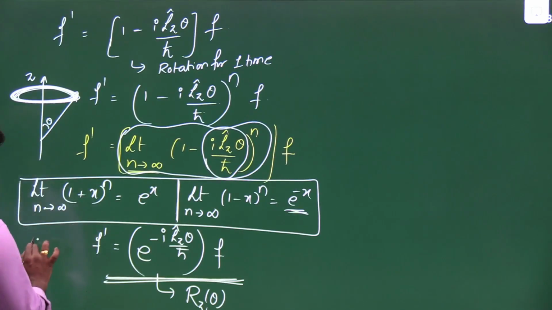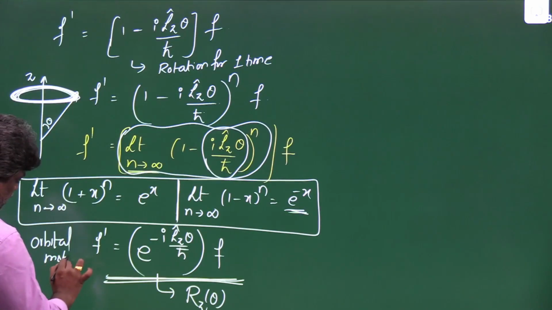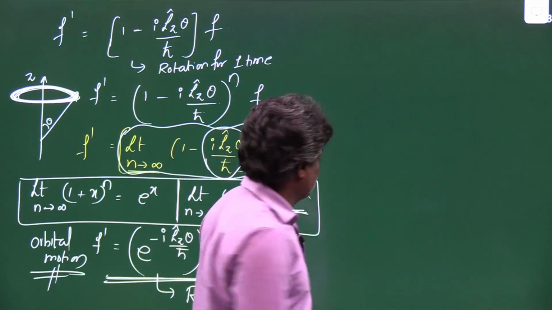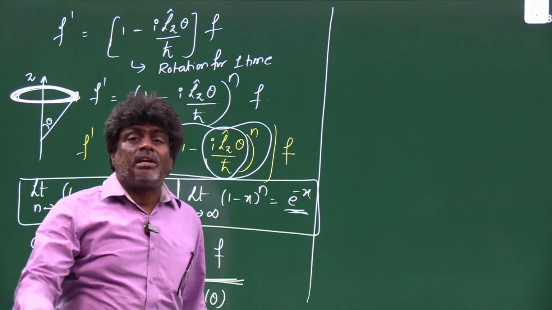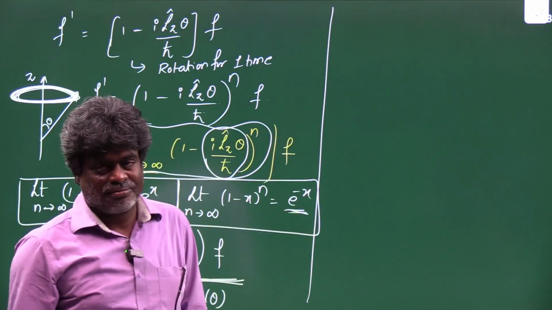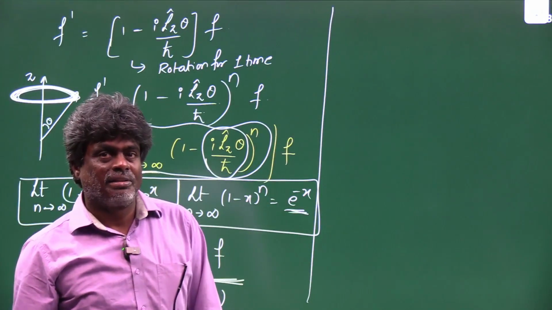For which motion, sir? Orbital motion. But unfortunately, we don't want orbital motion. We are focusing on spin motion. But there is no algebra for spin because we can't define the spin angular momentum vector like r bar cross p bar. You got this point?